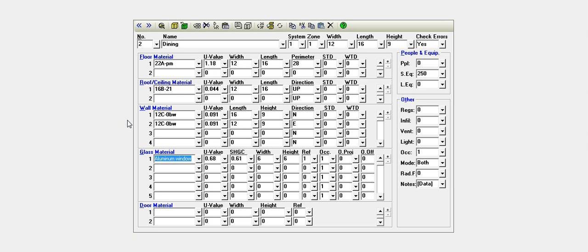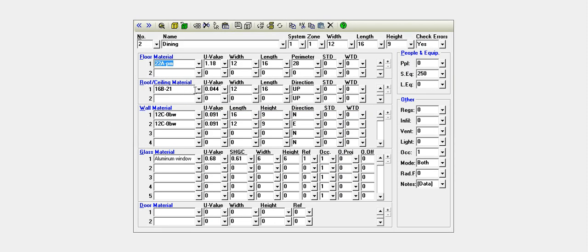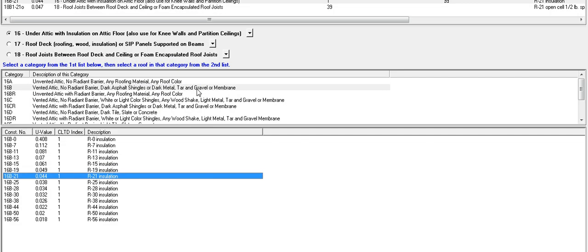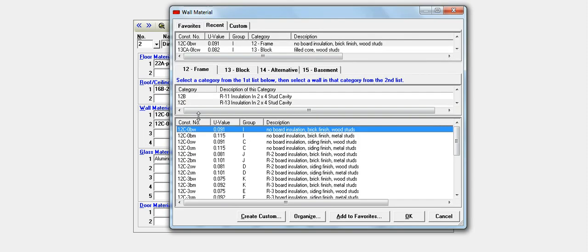Okay, now I'm going to start loading my house. First I need to put in information about the floor. Here we're using a concrete slab with no edge insulation and no insulation below the floor. Next, we're going to look at the insulation in the attic. Here I've got about 6 inches of insulation, so I'm going to use R21 in the attic. Then next we're going to look at the wall. This is a 2x4 house with R13 insulation between the studs, no board insulation, brick finish, and wood stud.